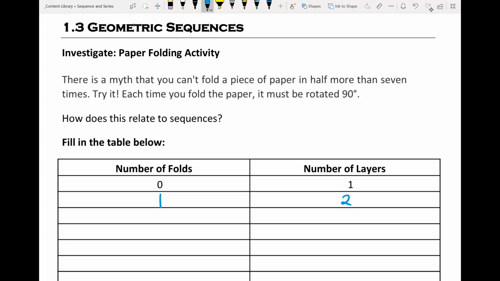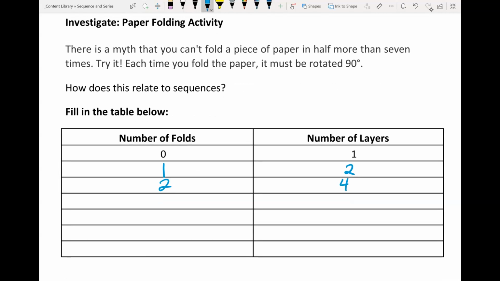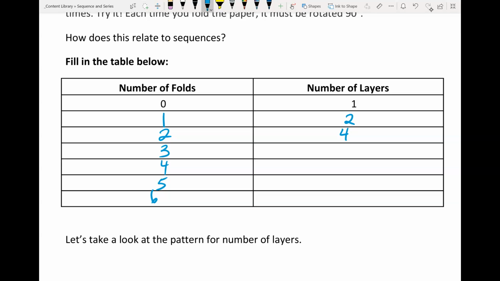Now we're going to fold it again. And if you do that, you're going to have 2 folds now. And if you were to open up your piece of paper, you're going to see 4 layers. That'll be kind of like the 4 rectangles that you see that make up the piece of paper. Now do this again, and let's just do this another few times where you have 6 folds. And then record your answers and the number of layers that you see.